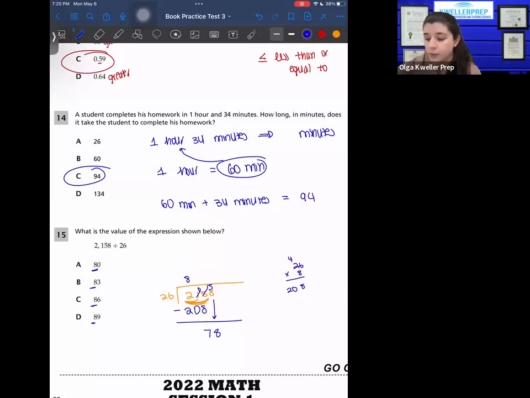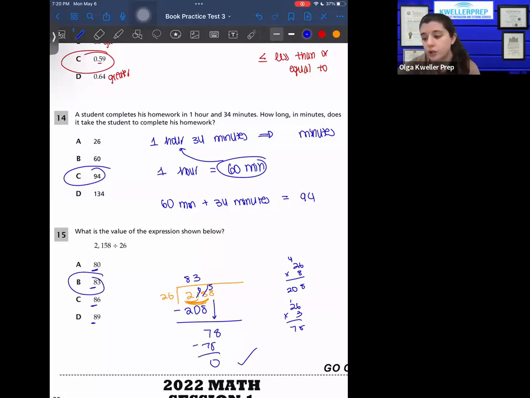So now we use a little bit of logic, right? 20 goes into 60 three times, and 26 is a little bit bigger, and 78 is a little bit bigger. So I'm going to guess 3. And then we just double check. 26 times 3 is 78, 78 minus 78 is 0. Perfect. That's my answer. No remainder. It's 83.